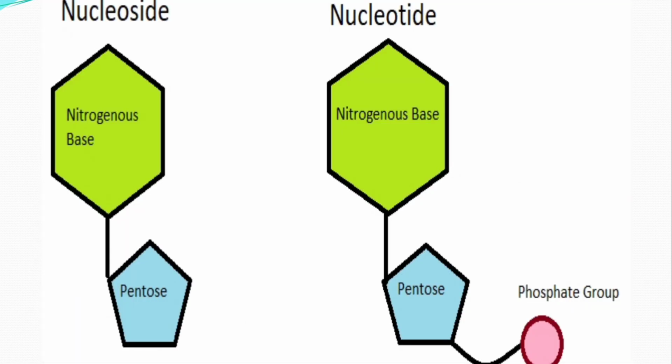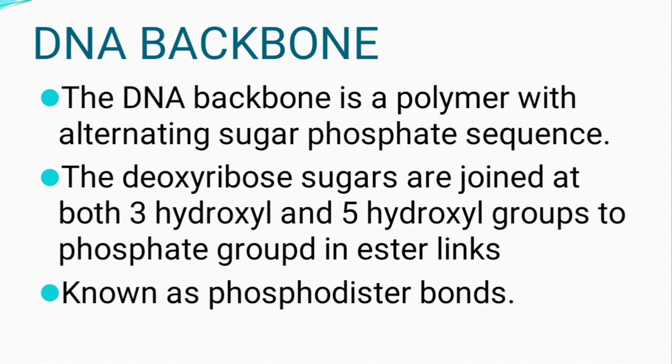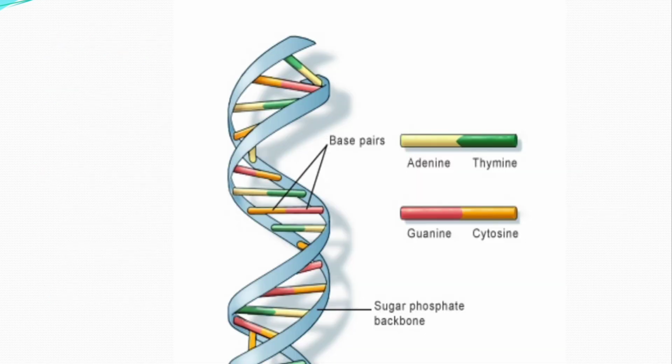And here is a very important fact. Nucleoside means nitrogen base plus pentose. Nucleotide means nitrogen base plus pentose plus what? Phosphate. Next, DNA backbone. What is the DNA backbone? Sugar phosphate is the backbone of DNA. You can see in this picture nucleotides and polynucleotides. Each nucleotide contains adenine, thymine, guanine, cytosine, and the sugar phosphate backbone, and everything you can see in this picture. If any doubt, ask in the comment section.